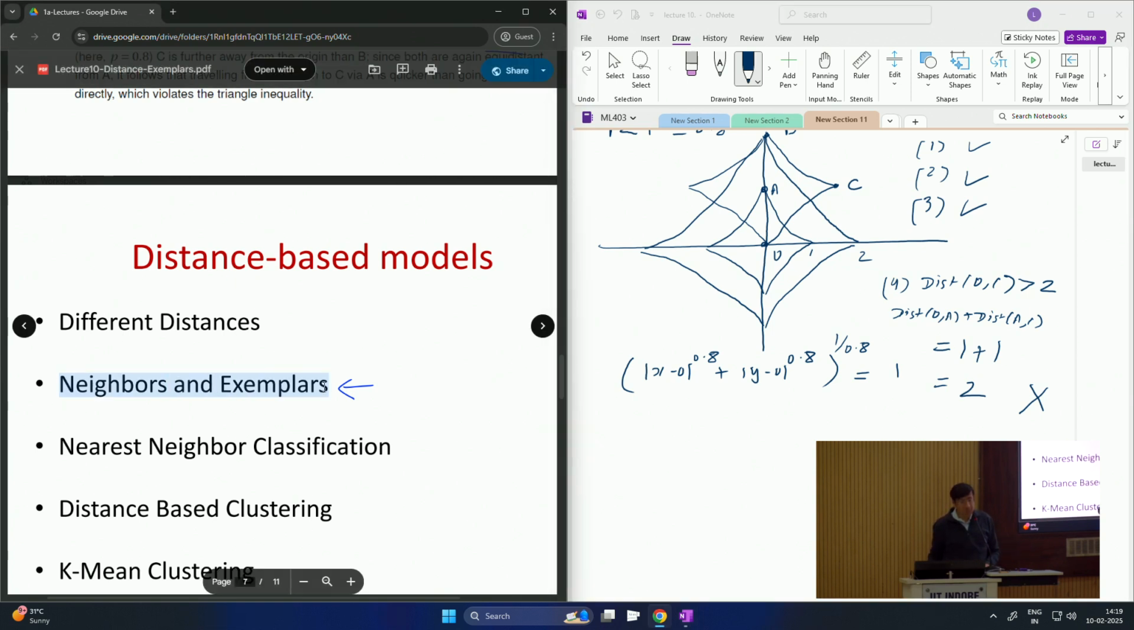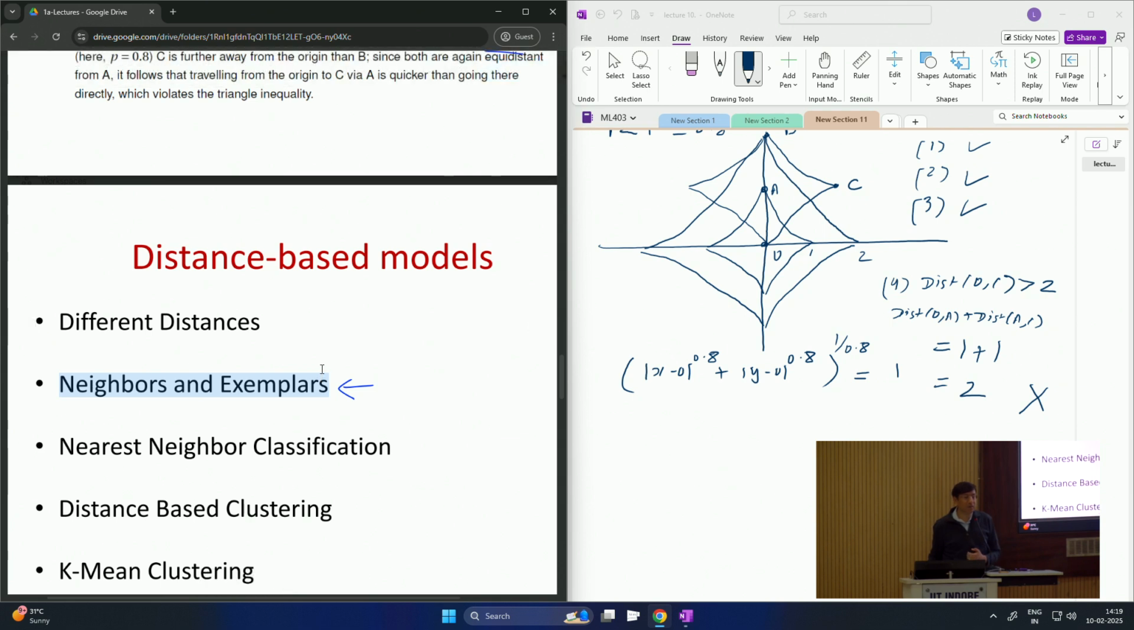So we come to neighbors and exemplars. Now why are these distance metrics used? These are used to figure out a representative point of a set of data points. And that is how we do our classification. That is where we are going.